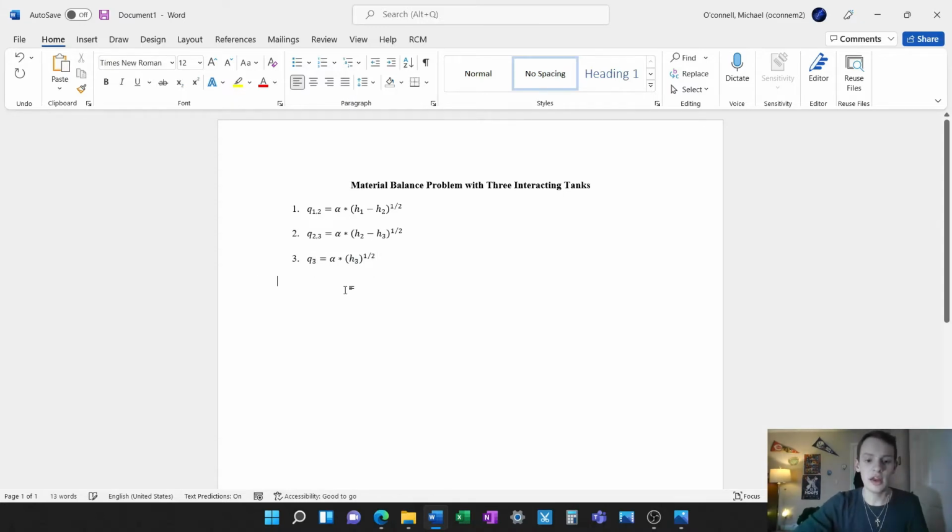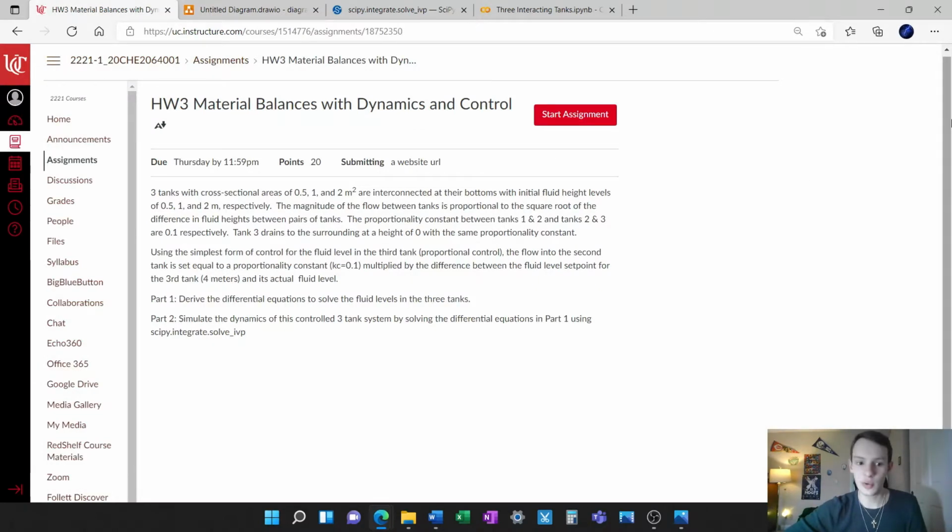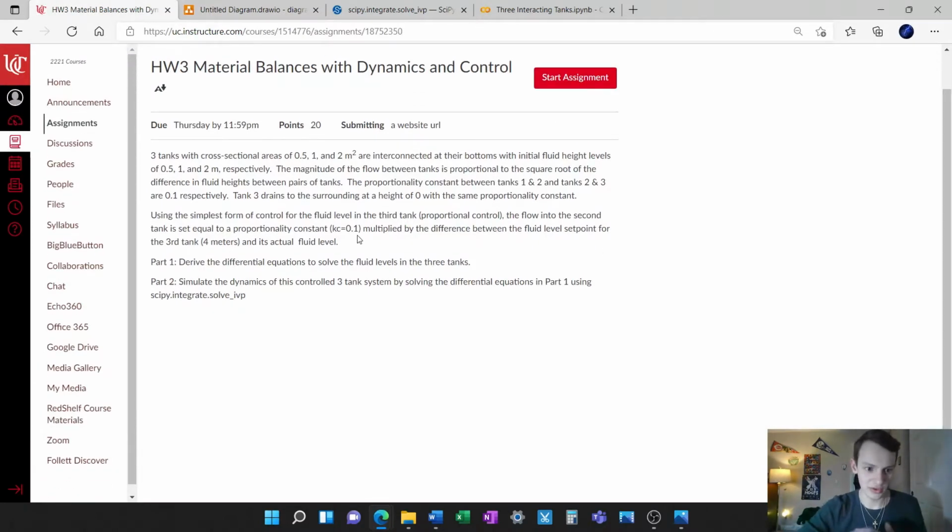Okay, so there are our equations for the flow. And the next thing we're going to need is an equation for the flow that I had going in to tank 2. What is that going to look like? Well, this question set before us gives us even more information.